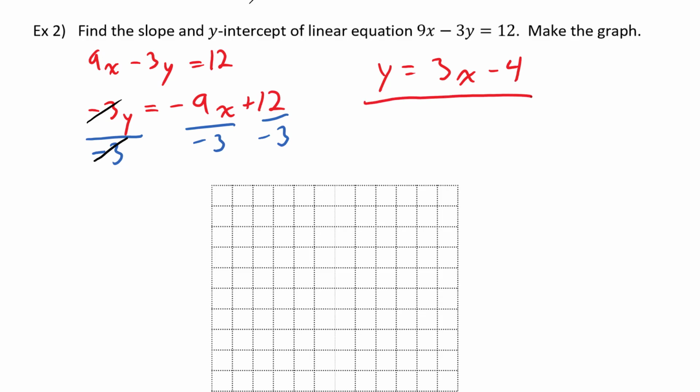So here is our equation in slope-intercept form. Again, there's our slope. Here's our y-intercept. So slope is equal to 3, and your y-intercept is going to be (0, minus 4). Let's graph that now.